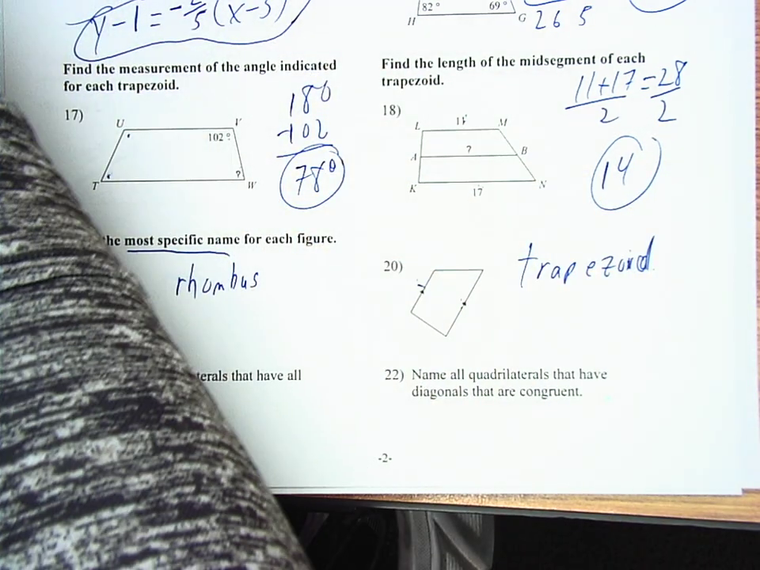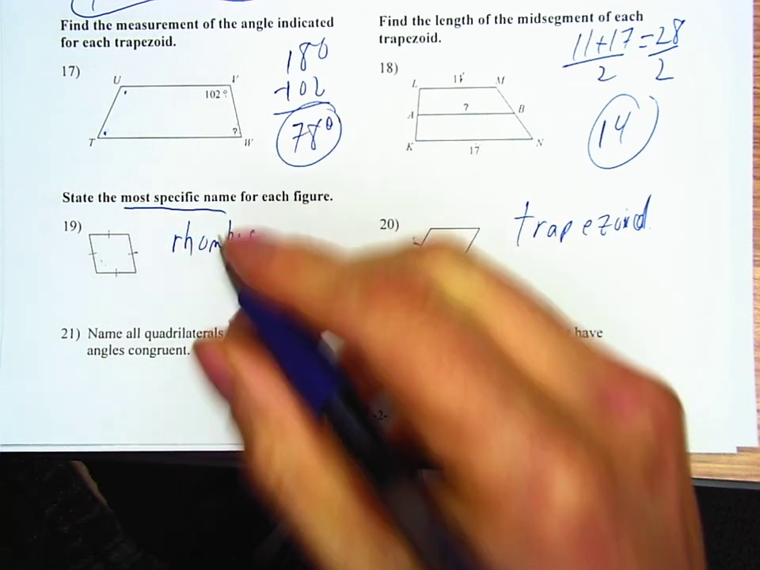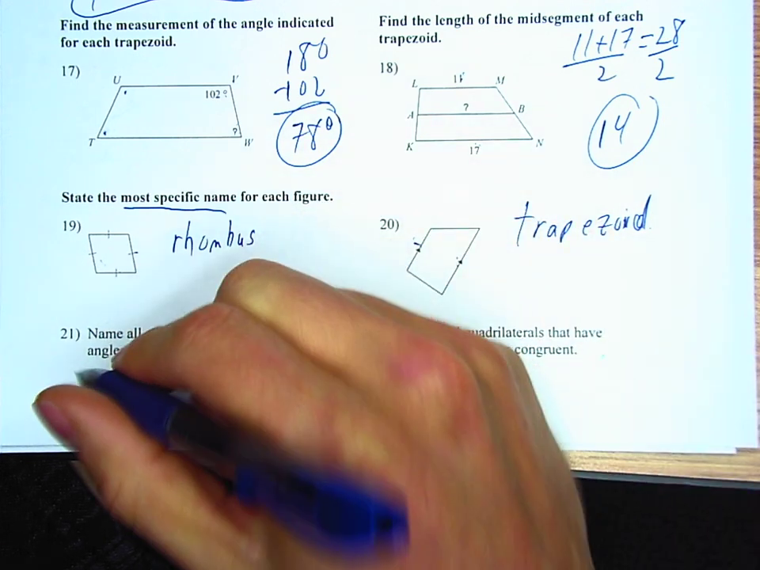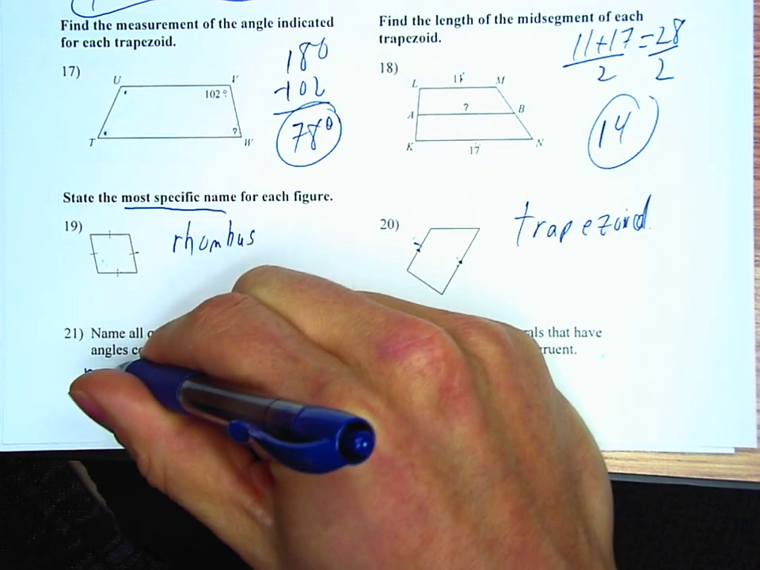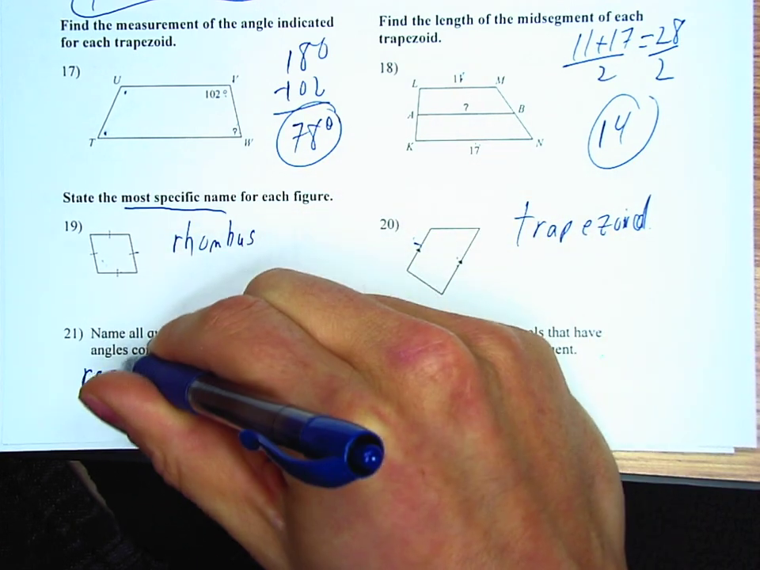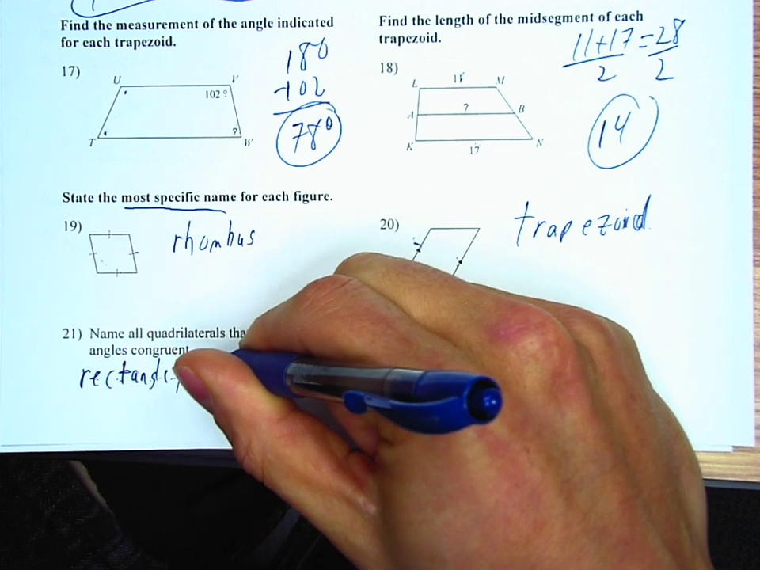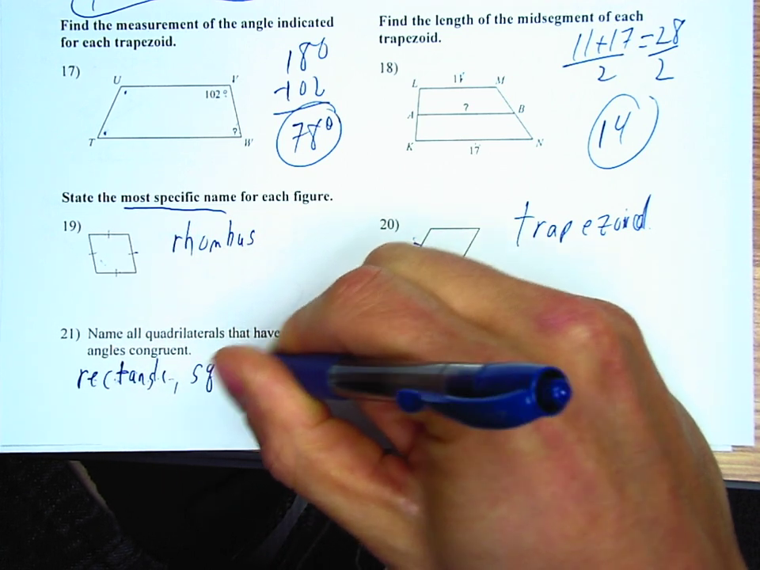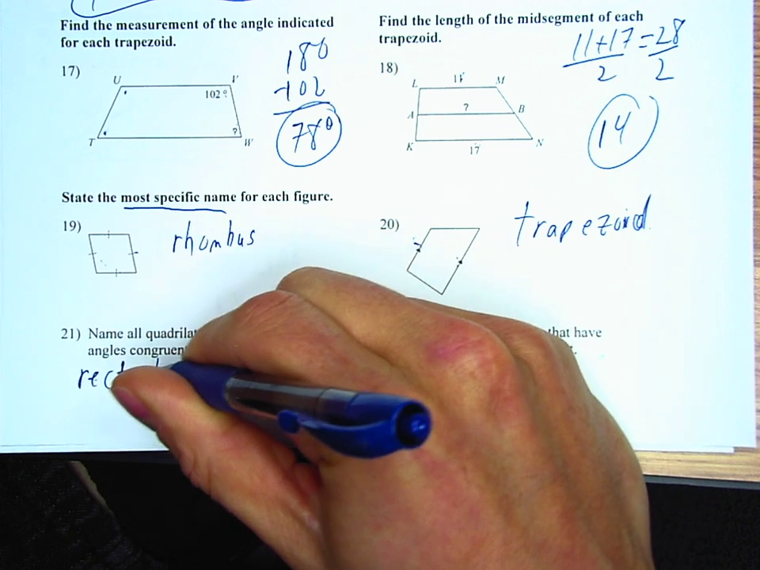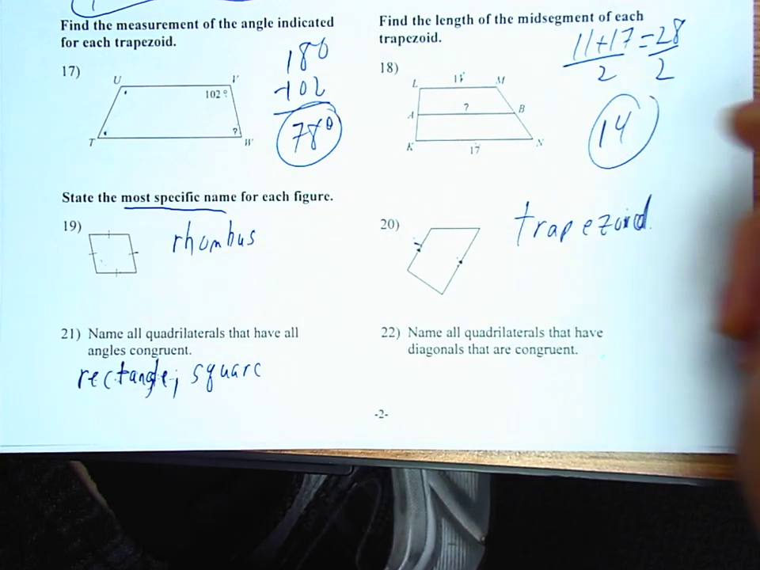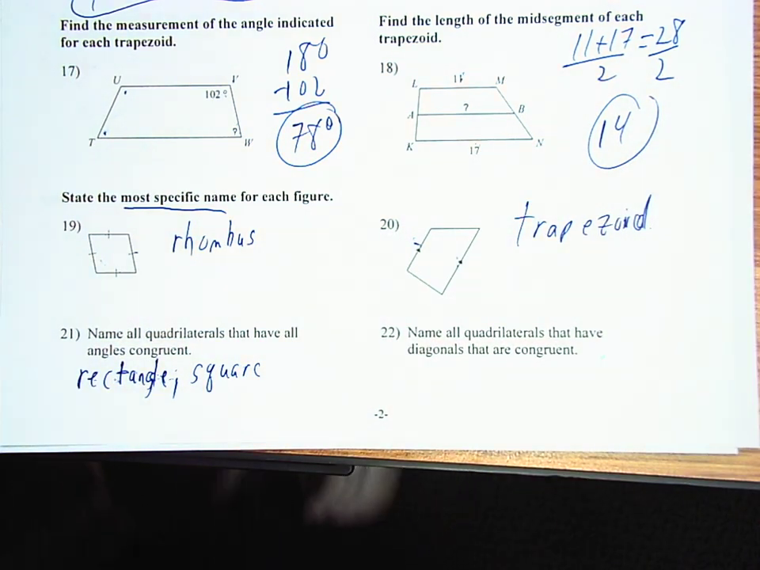All right, 21, all quadrilaterals that have all the angles congruent. So if all the angles are congruent, we have a rectangle, because all the angles on a rectangle are 90. We have a square, because all the angles on a square are also 90. Do we have anything else besides a rectangle and a square where all the angles are 90? No, we do not.